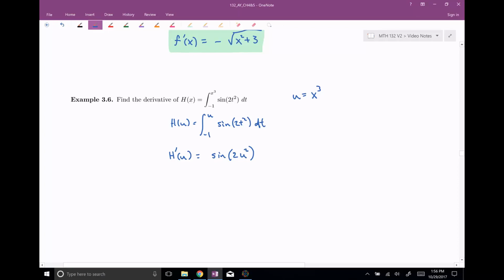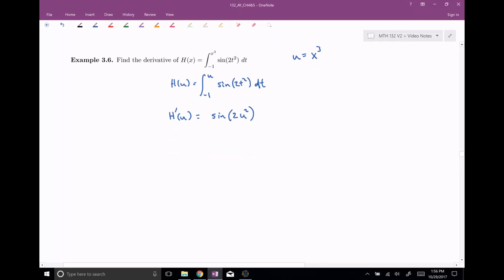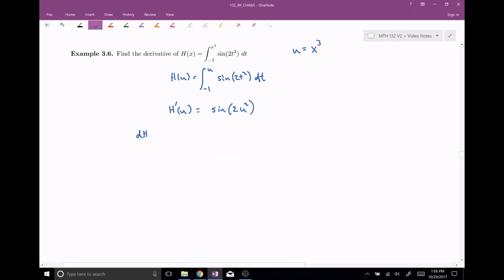If I want the derivative with respect to x, again, I need to use this chain rule, right? So if I want the derivative of h with respect to x, well, this is going to be equal to the derivative of h with respect to u times the derivative of u with respect to x. So again, I want the derivative with respect to x. Well, I have the derivative of h with respect to u. That's this bit right here. So that's sine of 2u squared. And now I need the derivative of u with respect to x. Well, here's u in terms of x. So if I want the derivative of u with respect to x, this is going to be 3x squared. So this is going to be times 3x squared.